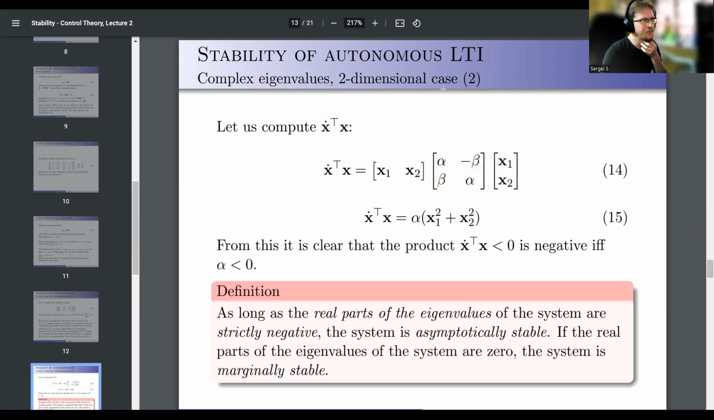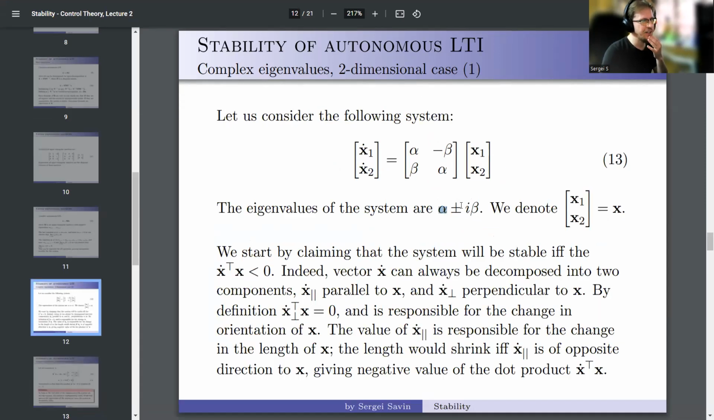So what we find from this expression is that this part is always positive or 0, right? And it is 0 only at the origin. So we cannot depend on it to make us 0. So if this guy is positive, we are unstable. If it is negative, we are asymptotically stable. If it is 0, we are marginally stable. And what is alpha? Alpha is the real parts of the eigenvalues.